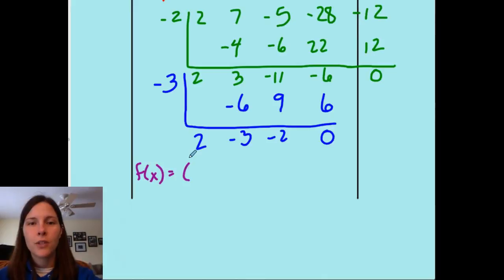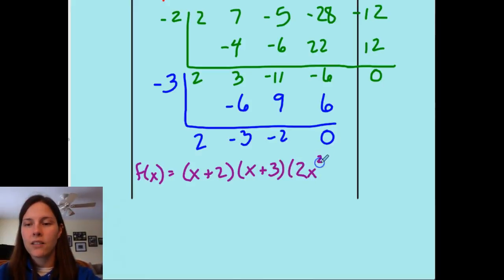What we have so far for our function: the first value we divided by was -2. I'm going to put that back in with the x and make it opposite. The second value we divided by was -3, going in with the x the same way. And then our result here, now we have to drop 2 powers because we divided twice. We've got 2x squared minus 3x minus 2.